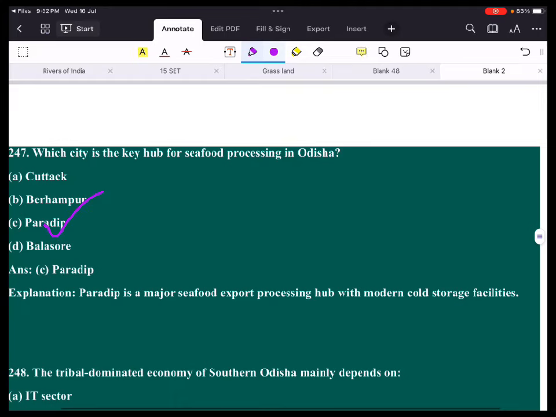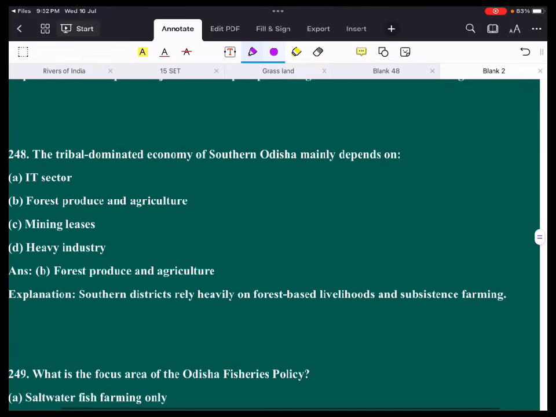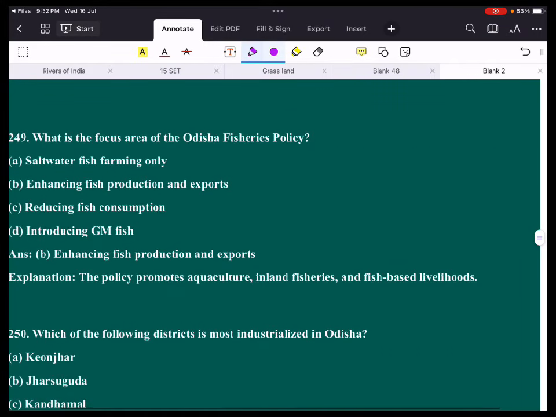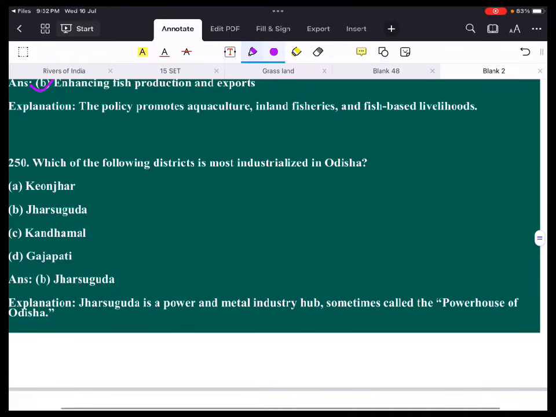Option C, Paradip. The tribal dominated economy of southern Odisha mainly depends on forest produce and agriculture, option B. What is the focus area of Odisha fishery policy? That is enhancing fish production and exporting, option B. Which of the following districts is most industrialized in Odisha? It is option B, Jharsuguda.